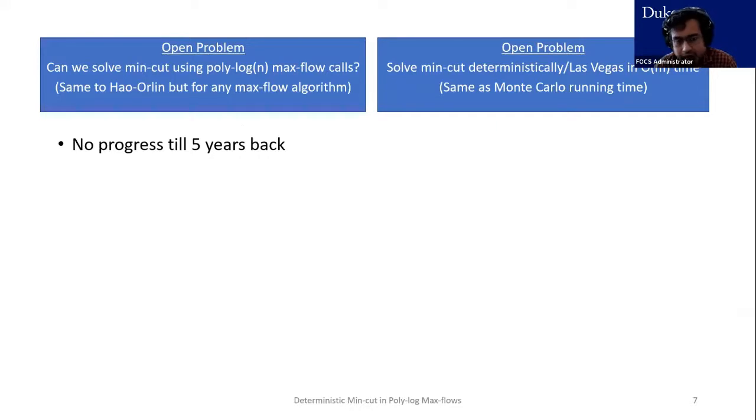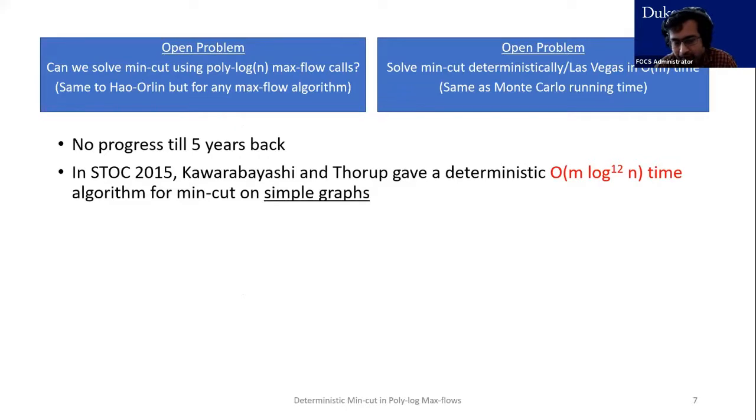And indeed, there was no progress on these till about 5 years back, when a remarkable paper of Kawarabayashi and Thorup gave a deterministic near linear time algorithm for min cuts, but it works only for simple graphs. In a rather strict sense, the algorithm is not correct if you apply it to non-simple graphs. So it's not just that the running time becomes worse. But this paper contains a wealth of ideas that are useful for us.